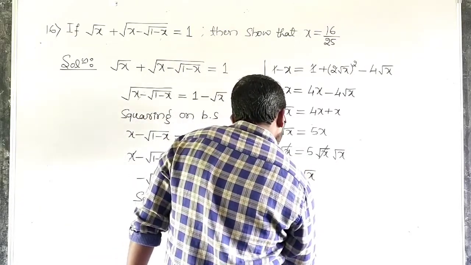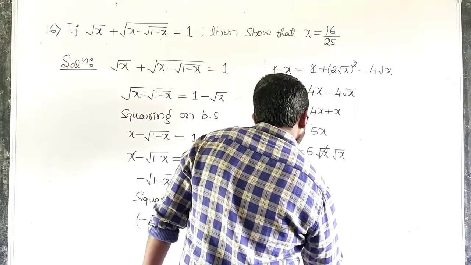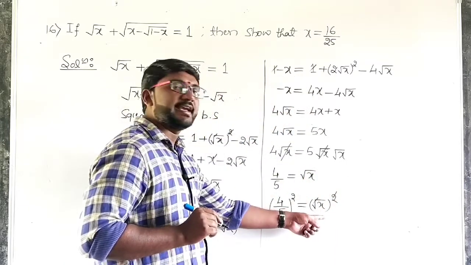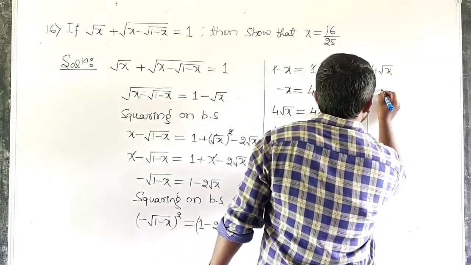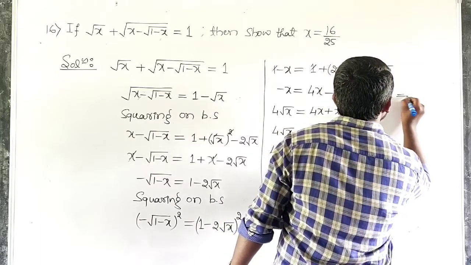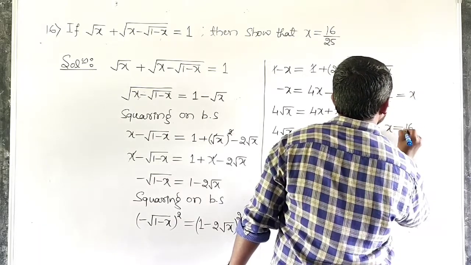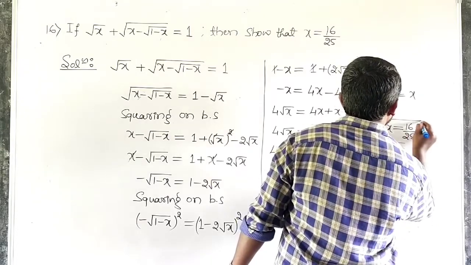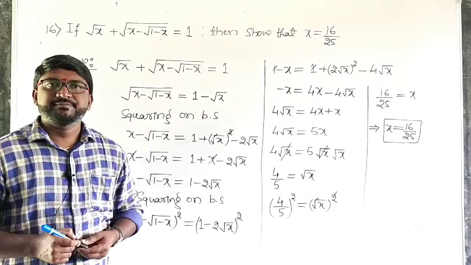So what do we get now? (4 by 5) the whole square, which is equals to (root x) the square. So here square and root get cancelled, that is we have the x. So that I will write here. 16 divided by 25, which is equals to x, or this implies x is equals to 16 divided by 25. So we have shown that x equal to 16 divided by 25.